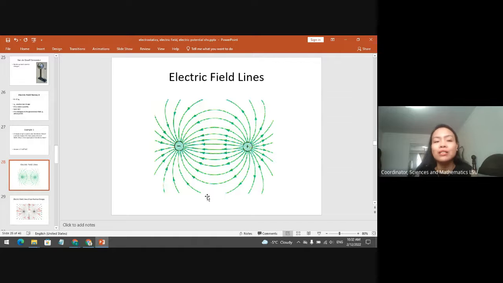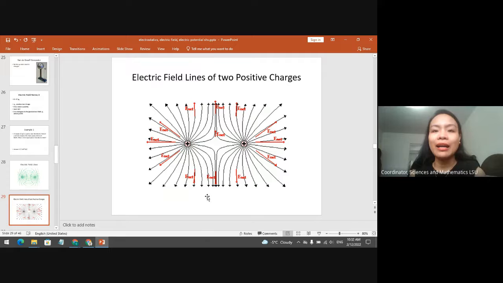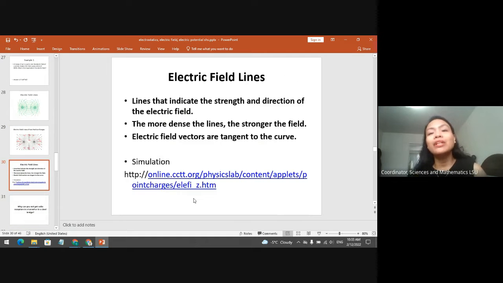Let's now proceed to electric field lines. Say, for example, we have two positive charges. We have the net electric field at any point of our electric field. Electric field lines are lines that indicate the strength and direction of the electric field. The more dense the lines, the stronger the field. The electric field vectors are tangent to the curve.